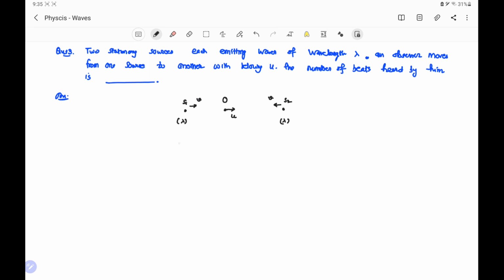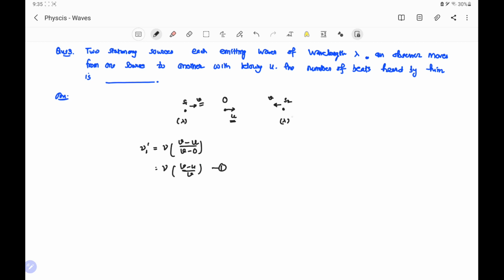Now using the apparent frequency formula for the first case, that is from source 1, it will be equal to frequency of the source into velocity of sound minus velocity of observer, which is u, and it is also in the direction of the velocity of sound. Therefore it is v minus u divided by v minus, and the source S1 is stationary, so it is written 0. Therefore we will have nu into (v minus u) by v. This is equation number 1.